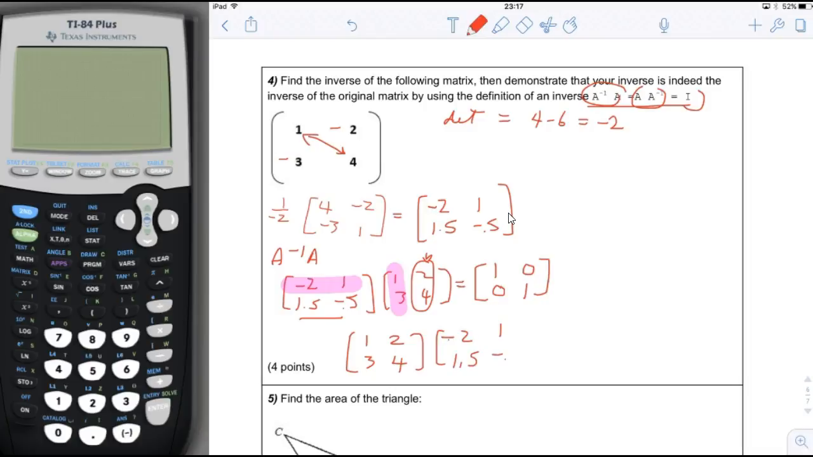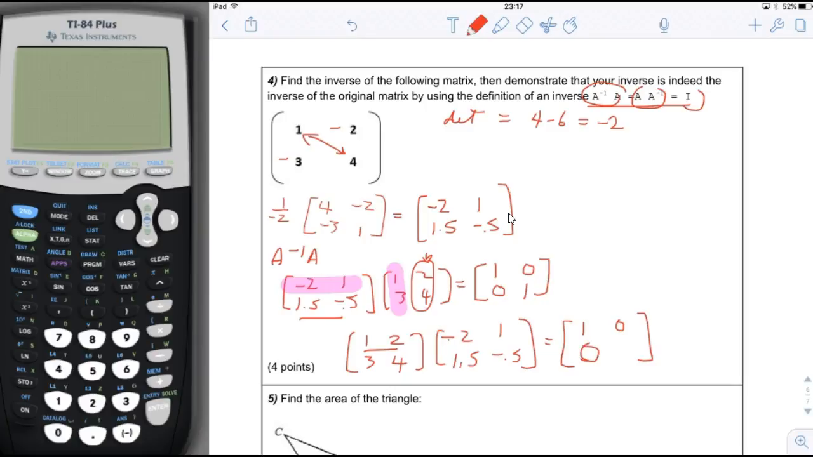So let's try that. So 1 times negative 2, plus 2 times 1.5. So that would be negative 2 plus 3. So that would be 1. Then we're going to do the first row, second column. So 1 times 1 is 1. 2 times negative 0.5 is negative 1. So 0. Now we're going to do this one here. 3 times negative 2 is negative 6. 4 times 1.5 is positive 6. So that would have to be 0.